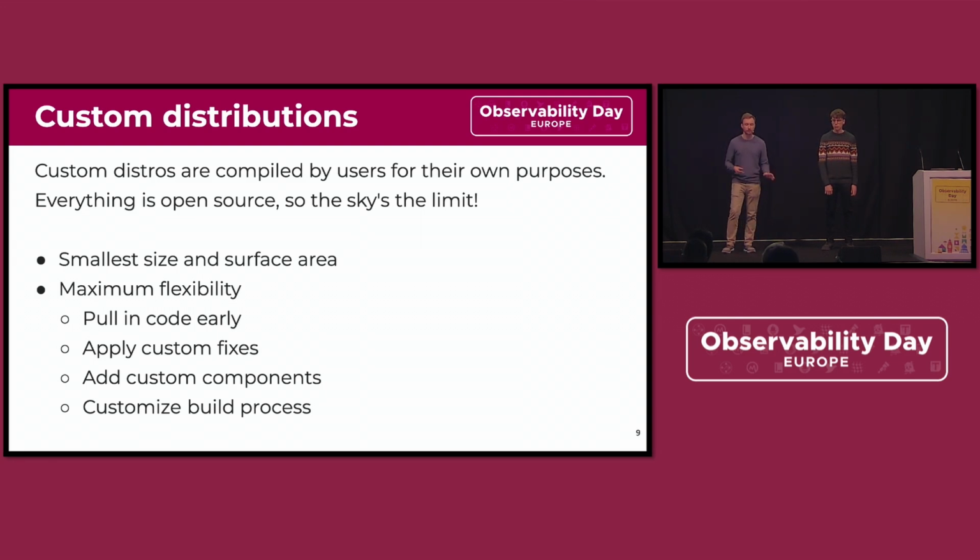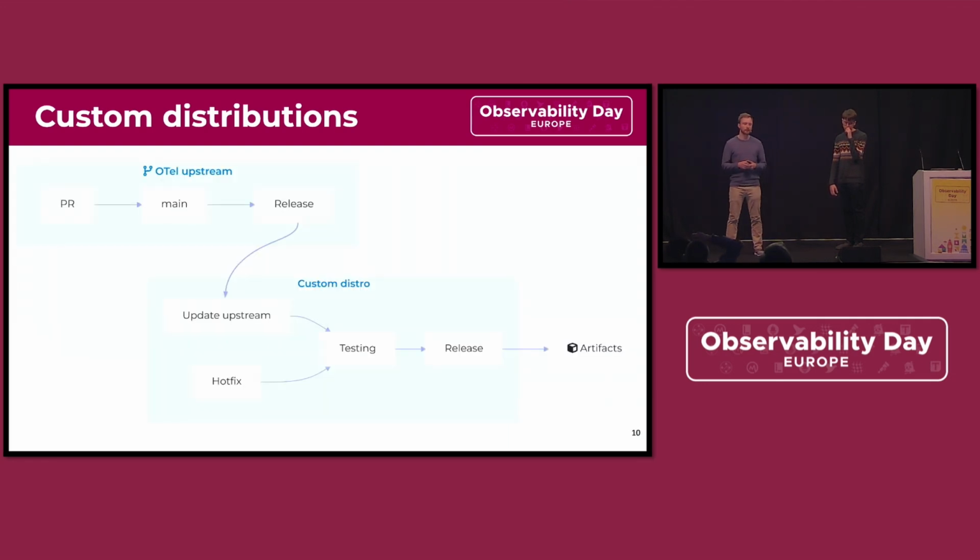And you can do all sorts of other things as you're doing this. Let's say there's a fix in some upstream thing that you want to put into your distribution. You can pull it in early. Let's say it doesn't do things quite like you want. You can also patch it, apply custom fixes. You can make your own components. Maybe you have an input or output data format that isn't supported. You can add that. And we'll go into this a little bit later, but you can also customize the build process. Maybe you want to add some instrumentation. Maybe you want a specific architecture or operating system that isn't supported upstream. That's also a possibility.